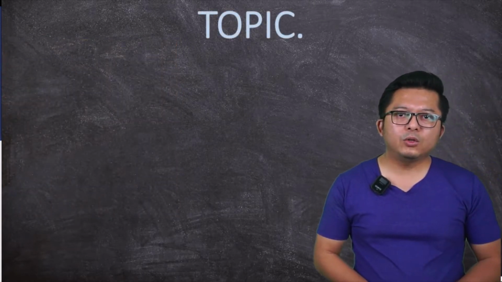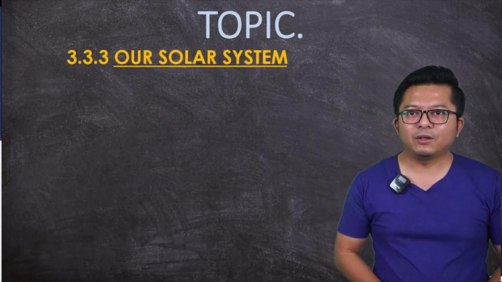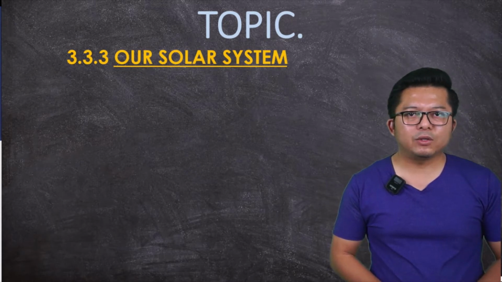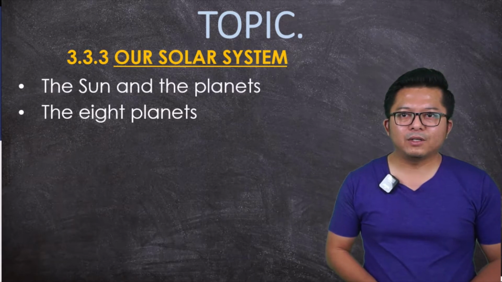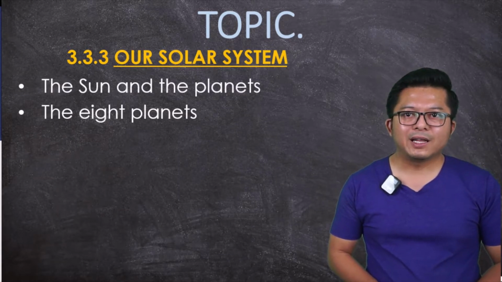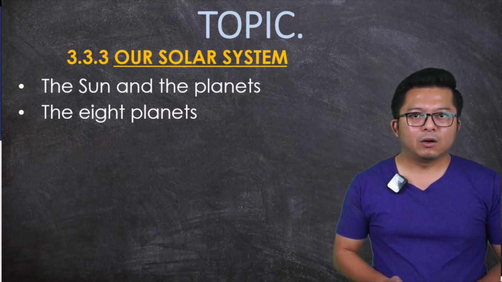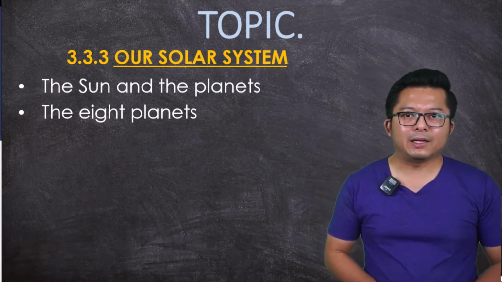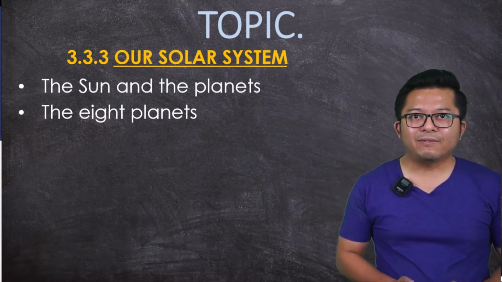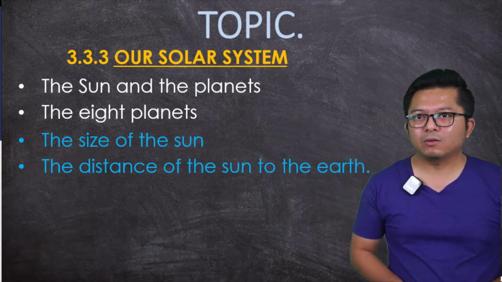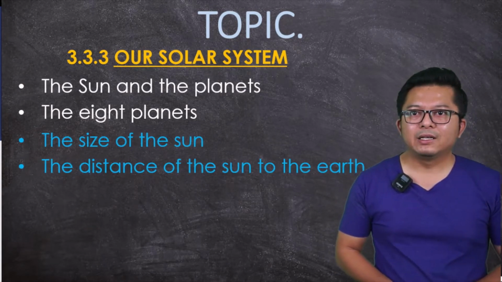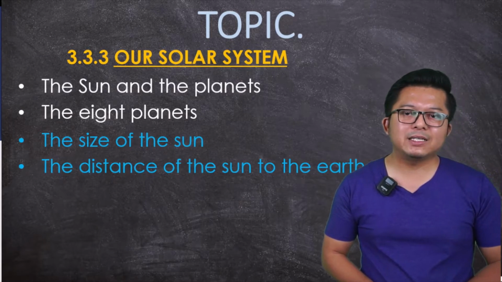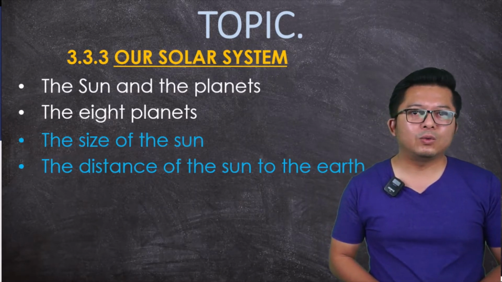Okay, moving on to the topic for this video lesson, we are still in 3.3.3 solar system, and the topic for this week would be the sun and the planets and the 8 planets. We also have touched on the next two topics that we talked about in our previous lesson: the size of the sun and the distance of the sun to the earth.